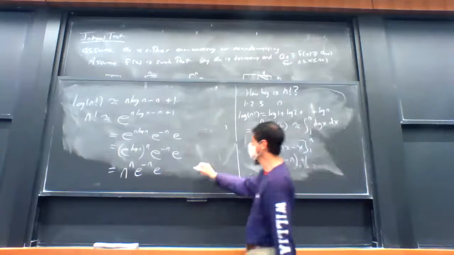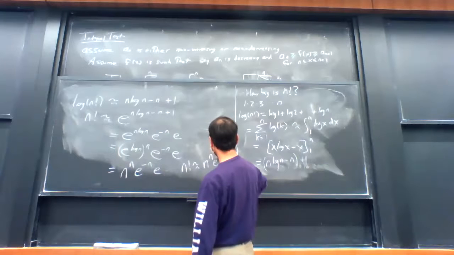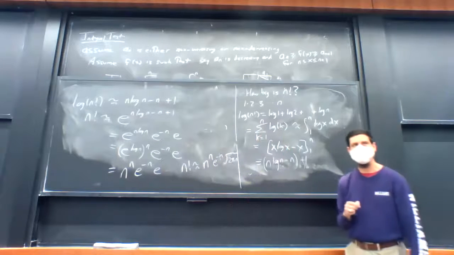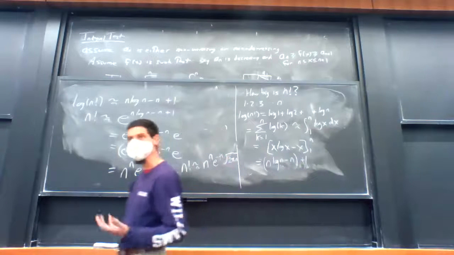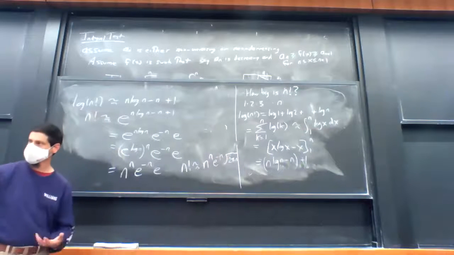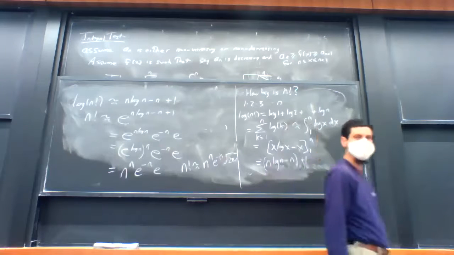The correct answer is that n factorial is approximately n to the n, e to the minus n, square root of 2 pi n. And the fact that there's a square root of 2 pi, it's related, if you've done statistics, to the Gaussian, to the standard normal, to the bell curve. There's a lot of really great math going on here.